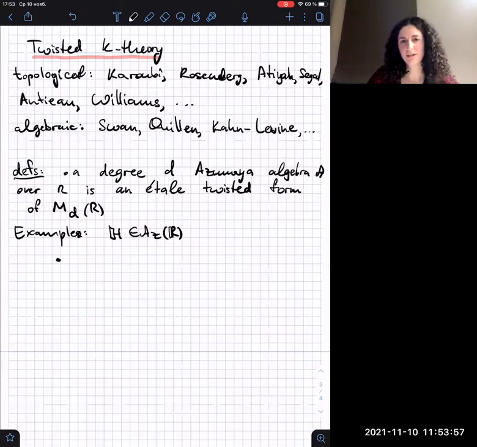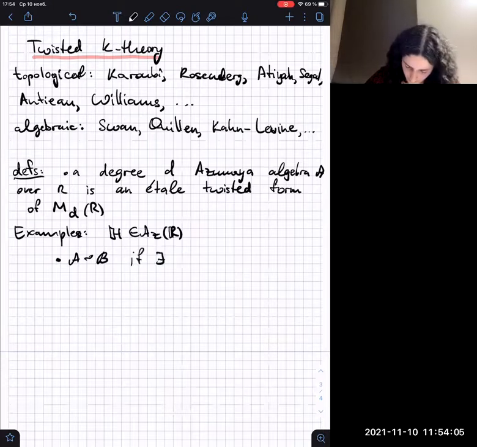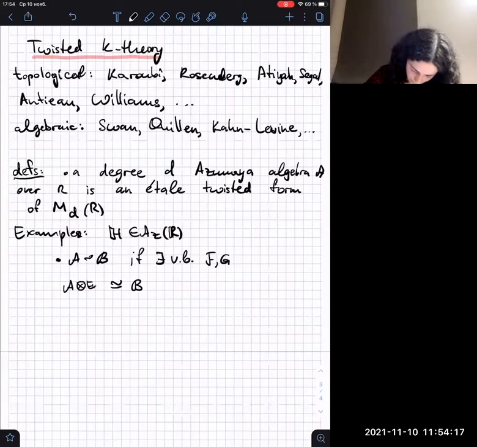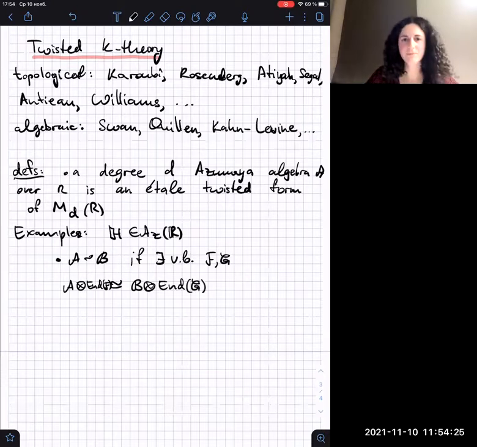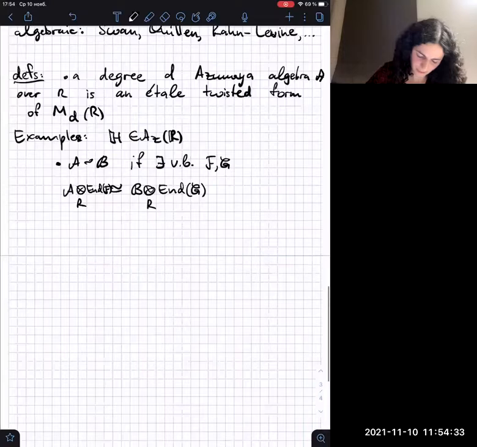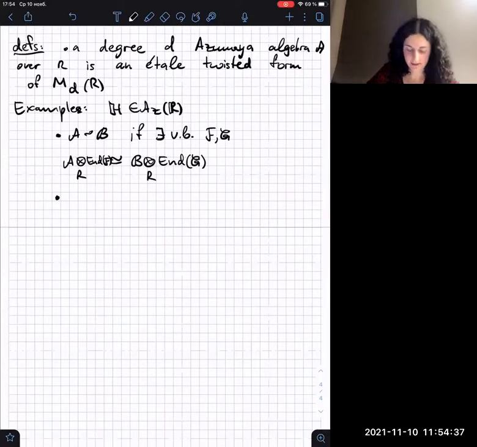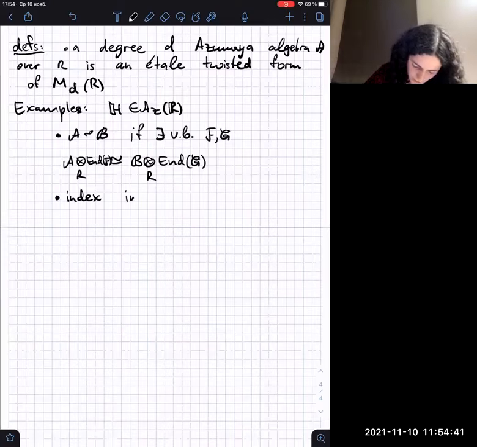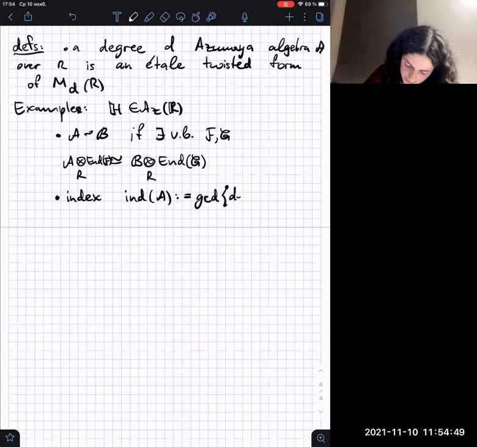Another important thing we need is that two Azumaya algebras are called Brauer equivalent if there are vector bundles F and G such that A and B become isomorphic after a tensor with endomorphism algebras of these vector bundles. Okay, and so why is this good? I need this because an important invariant associated with an Azumaya algebra is its index. The index of an Azumaya algebra is defined as the greatest common divisor of all the degrees of Azumaya algebras that are Brauer equivalent to it.